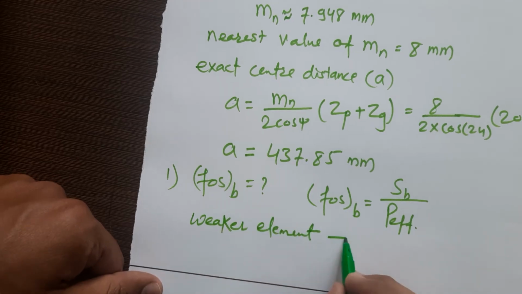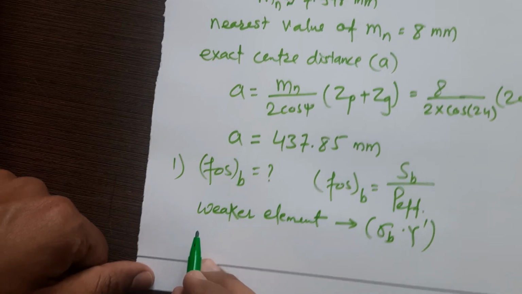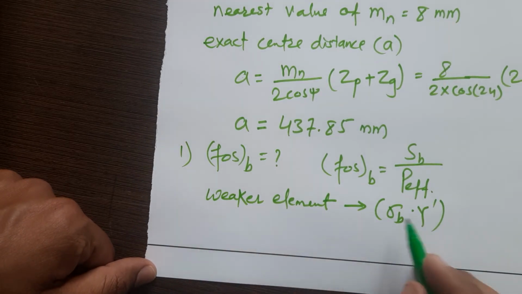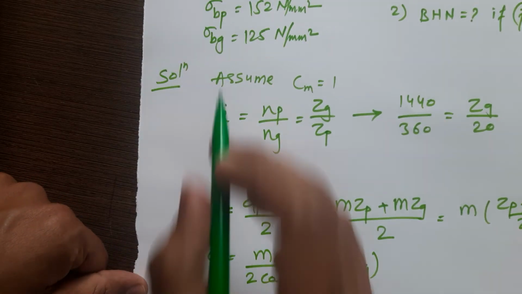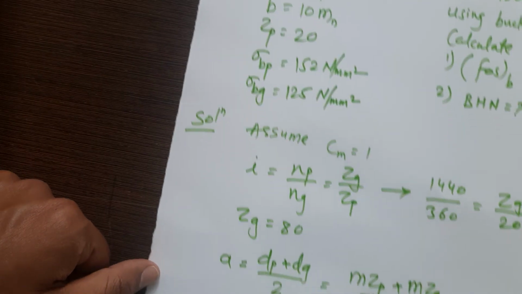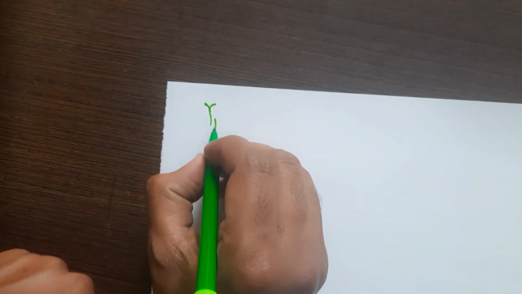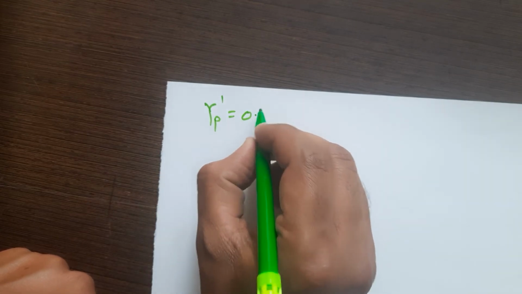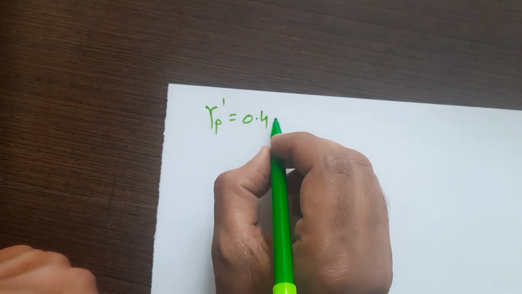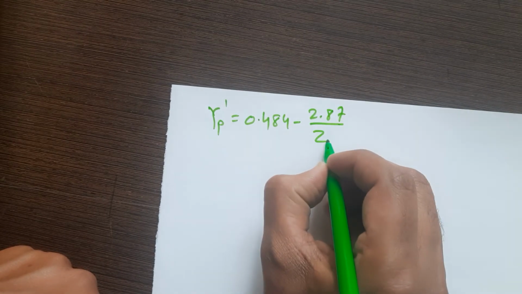Now for the weaker element what you need is sigma B and Y dash, for gear and pinion. First we will calculate for the pinion. Sigma BP and sigma BG are given here. Sigma BP is 152, sigma BG is 125. Only YP dash and YG dash we need to calculate. YP dash is nothing but, for 20 degree full depth inverted system, 0.484 minus 2.87 divided by Zp dash.